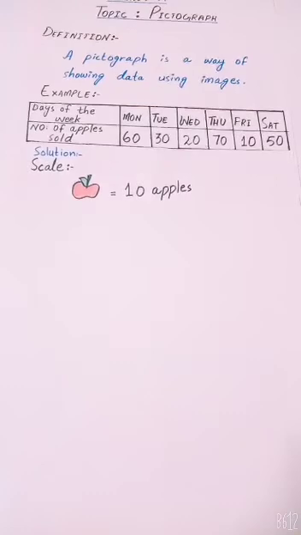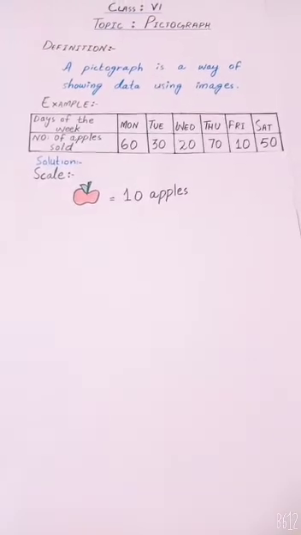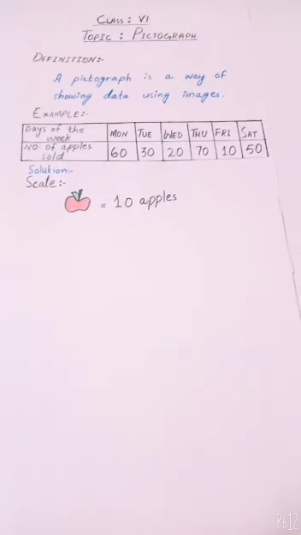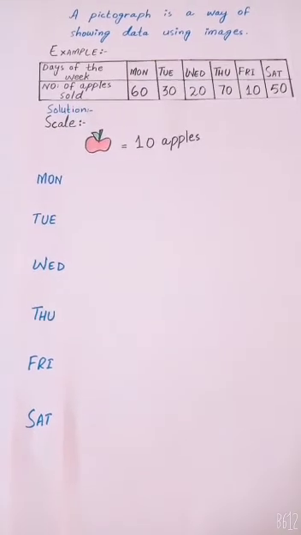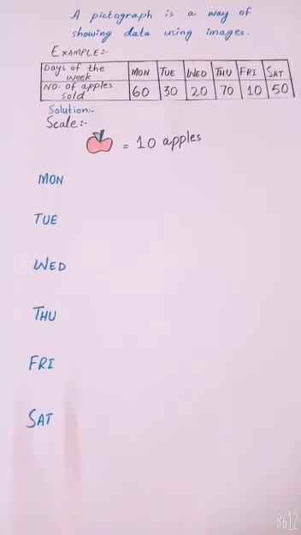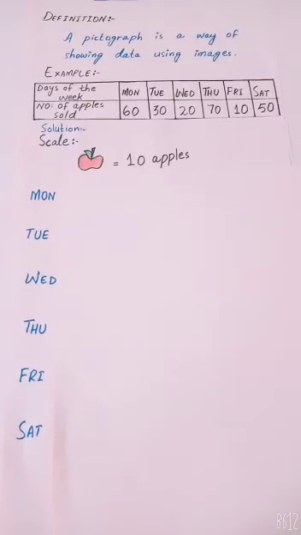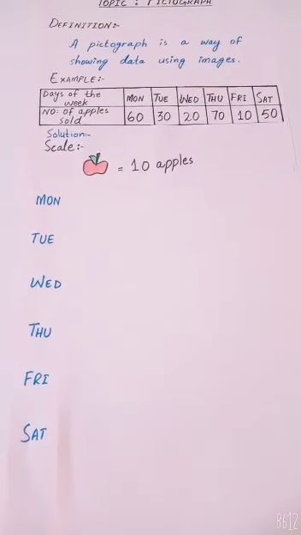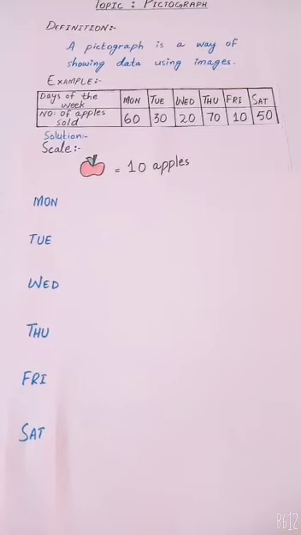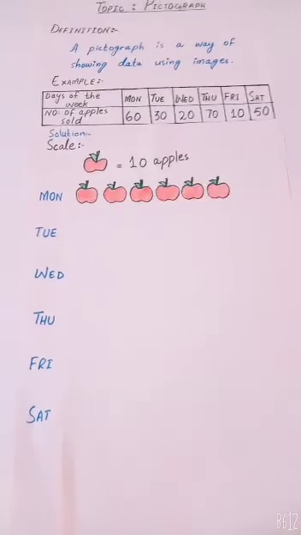Here you can see the scale: apple is equal to 10 apples. Now the first row of data, days of the week: Monday, Tuesday, Wednesday, Thursday, Friday, will be written here like that. Now the second row of data is number of apples sold. 60 apples sold on Monday, but I have drawn only 6 apples because 1 apple represents 10 apples, like that.